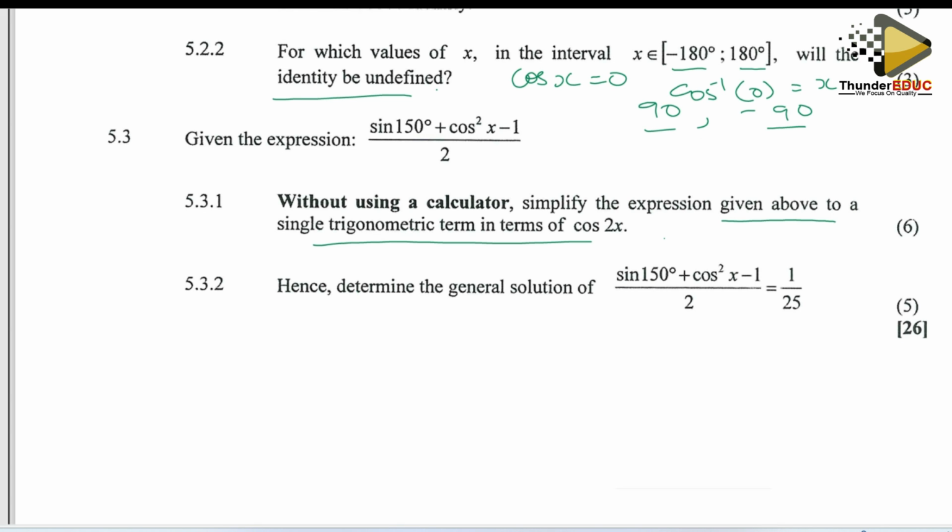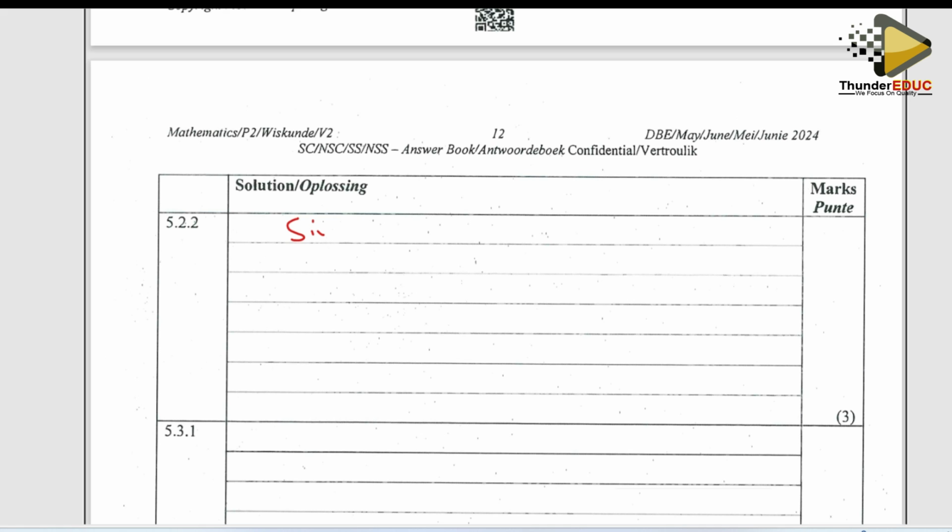Okay, so what I'm seeing is, I'll say the sine of 150 plus cos squared x minus 1, this is everything over 2. So where do I find 150? It's in quadrant number 2.